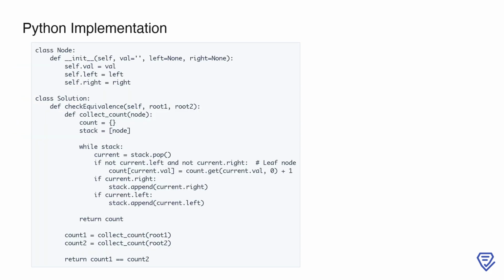This Python implementation solves LeetCode problem number 1612. Check if two expression trees are equivalent. The goal is to determine if two binary expression trees represent the same expression by comparing their variable counts.